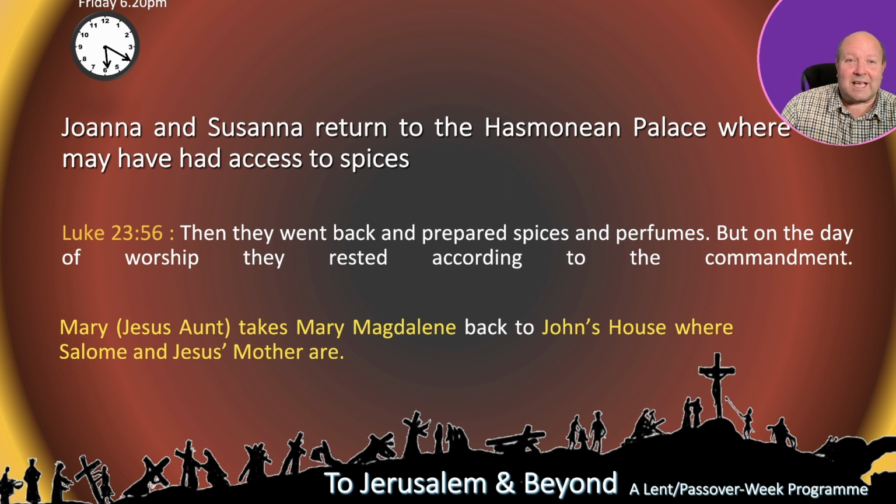So Joanna and Susanna therefore returned to the Hasmonean palace, where they may have had access to spices. So we actually read in Luke that they went back and prepared spices and perfumes, because they can do it straight away. Mary, who's Jesus' aunt, takes Mary Magdalene back to John's house, because it's too late for her to go back to Bethany at this point, where there's also going to be Salome and Jesus' mother as well.